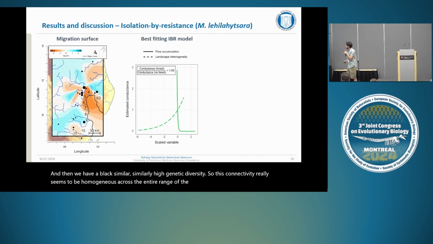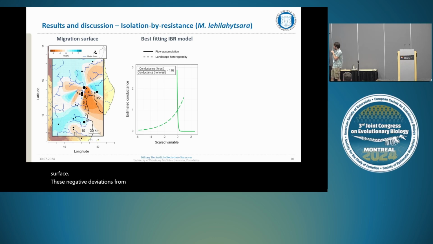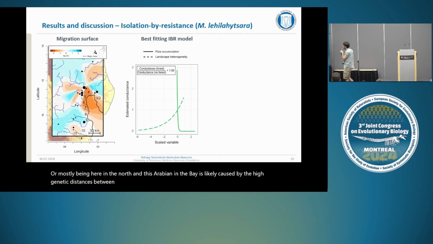And then similarly, we looked at deviations from an IBD pattern, and there we have a much more open migration surface with these negative deviations from an IBD pattern mostly being here in the north. And this area here in the bay is likely caused by the high genetic distances between inter-river systems 3 and 5, which coincide with this large Antainambalana river again. And when we look at the isolation by resistance model, we again find flow accumulation.